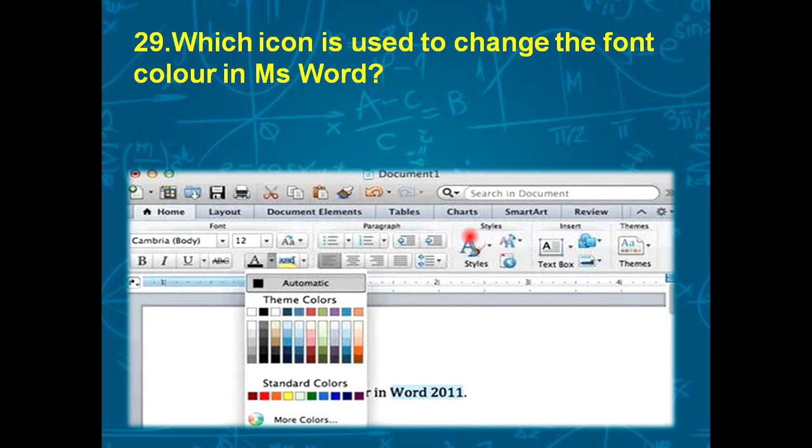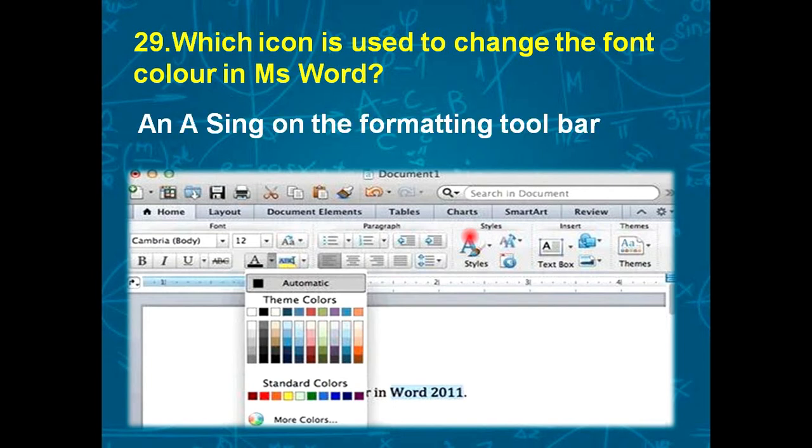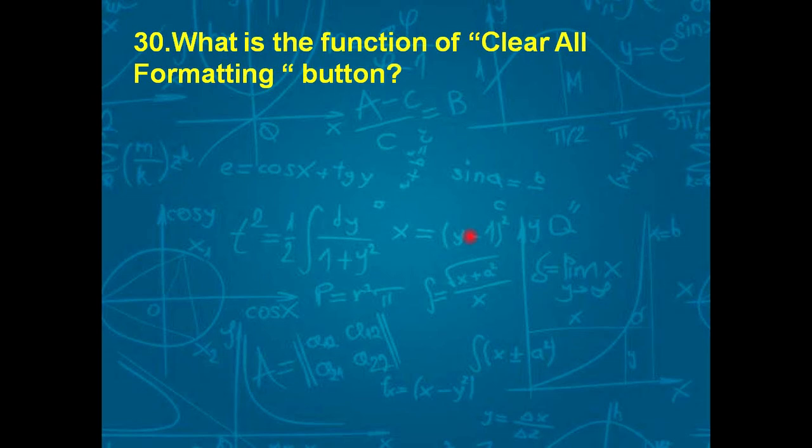Which icon is used to change the font color in MS Word? This is the icon for color. For color, A is automatic theme colors, so you can choose it. You can choose more colors too, but you can change from this dialog box and this menu drop down list. And an A sign on the formatting toolbar. By using this sign you can change the colors.